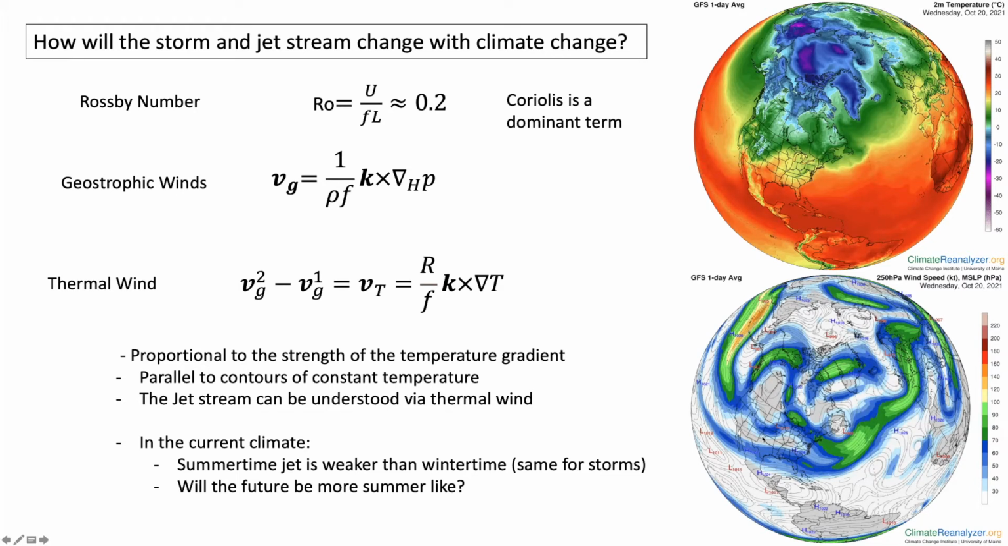Now, in the current climate, we know that the summertime jet is weaker than the wintertime jet, because in summertime, the north-south temperature gradients are weaker than they are in winter, right? In summertime, the pole is receiving radiation, the whole region is warming up, and so your north-south temperature gradient weakens, and therefore your thermal wind weakens, so your jets are stronger in winter than they are in summer. And so is the future going to be more summer-like? Presumably, right? Things are getting warmer everywhere. So maybe we just say, all right, use thermal wind, we say the jet is weaker.